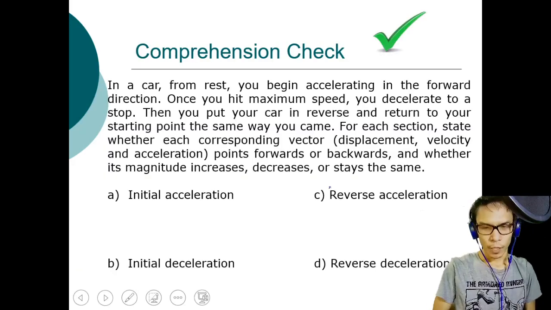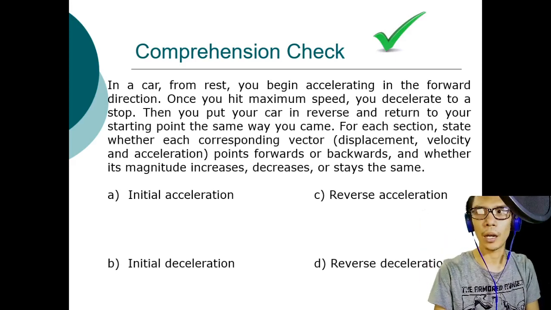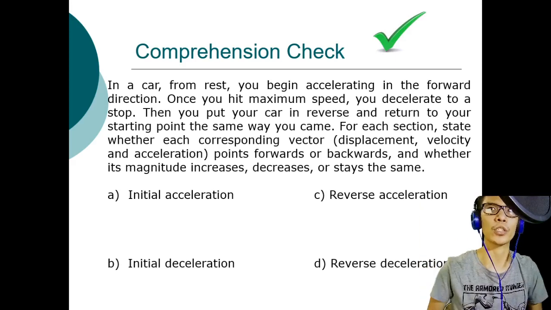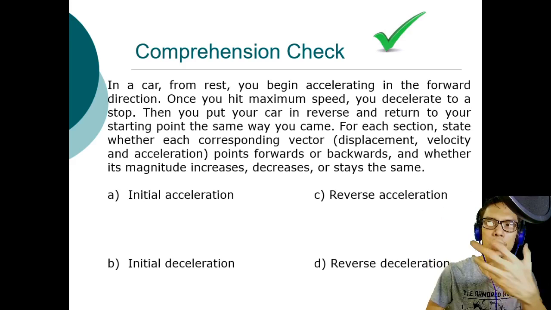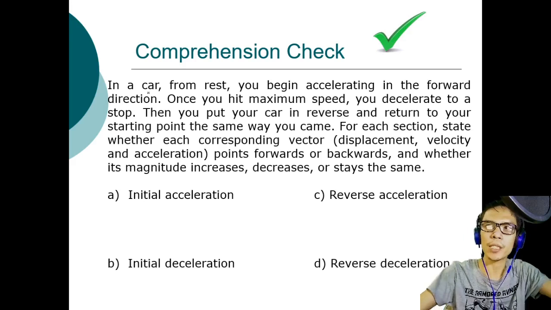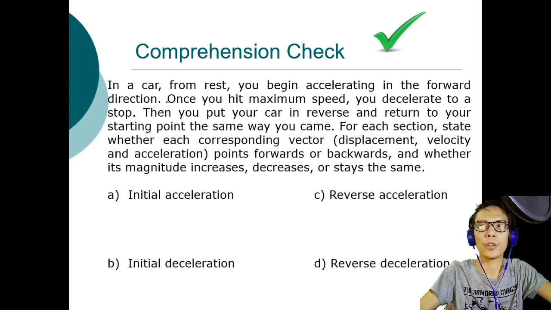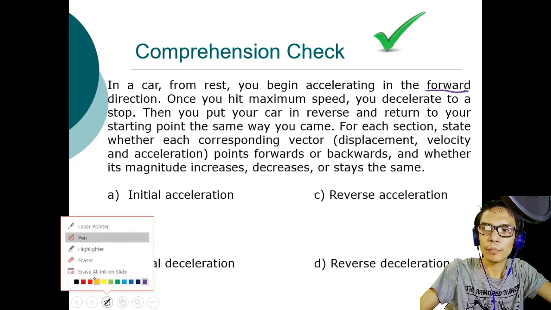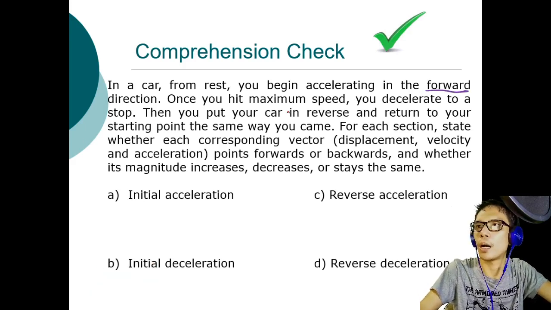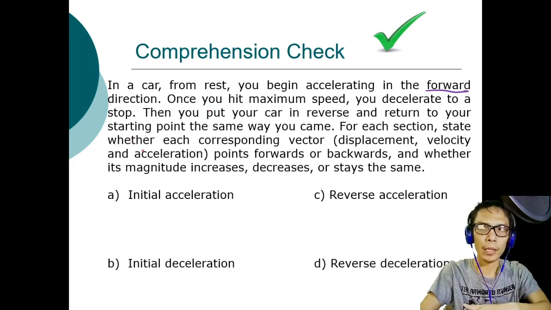And finally, you can pause for this one if you want more time to answer this question. What we're going to do here is answer the following things at the bottom of the question. In a car from rest, you begin accelerating in the forward direction. Once you hit the maximum speed, you decelerate to a stop, just like the car at the stoplight.